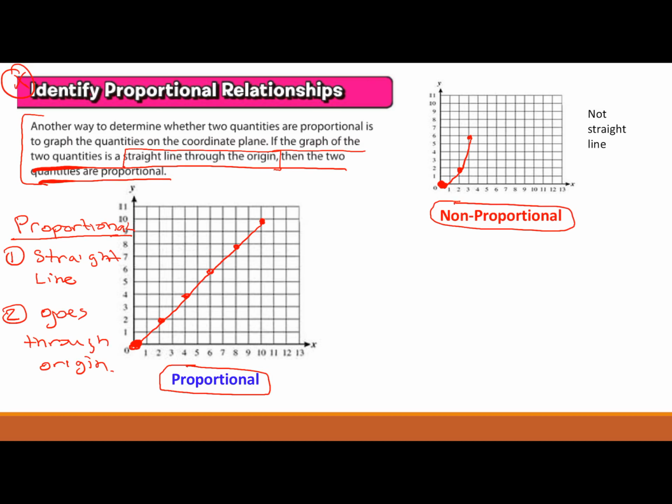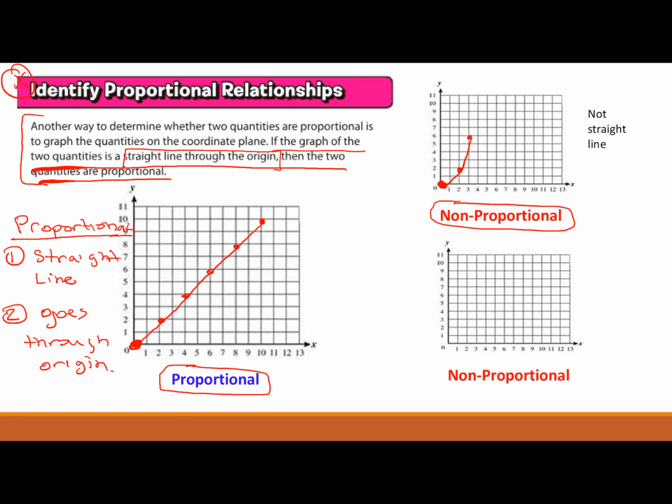All right, let's look at one more example of a non-proportional relationship. Remember that proportional relationships must pass through the origin. So what if our graph passed through this point here and was a straight line? As you can see, even though our third line is a straight line, because it does not pass through the origin, this relationship is considered non-proportional.